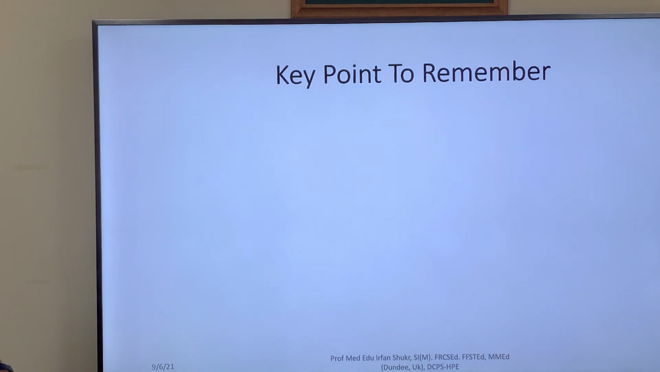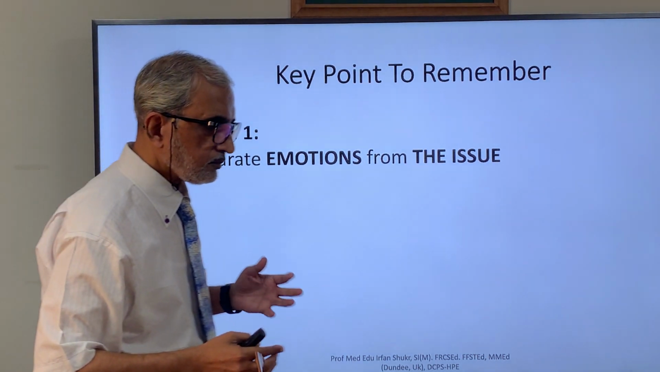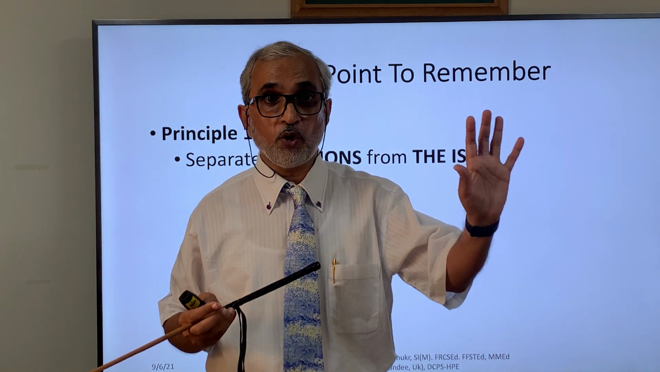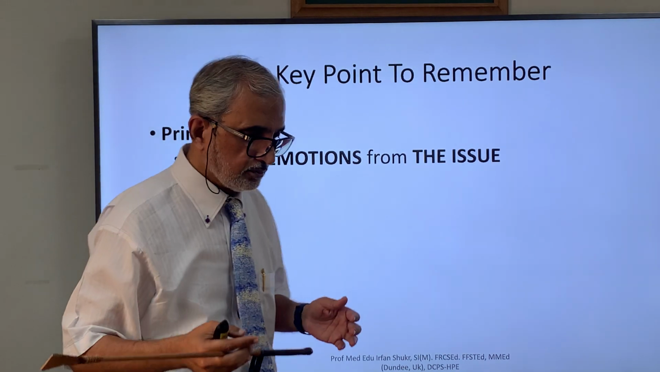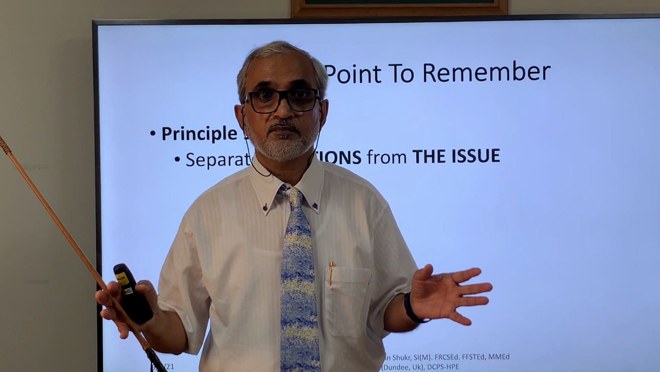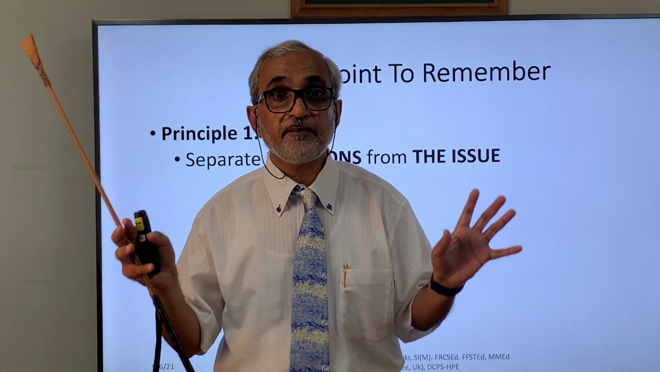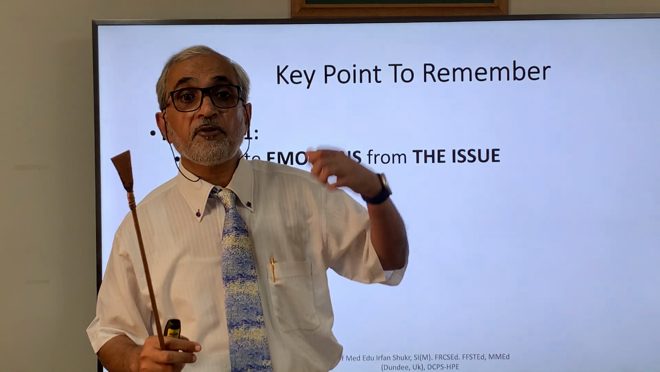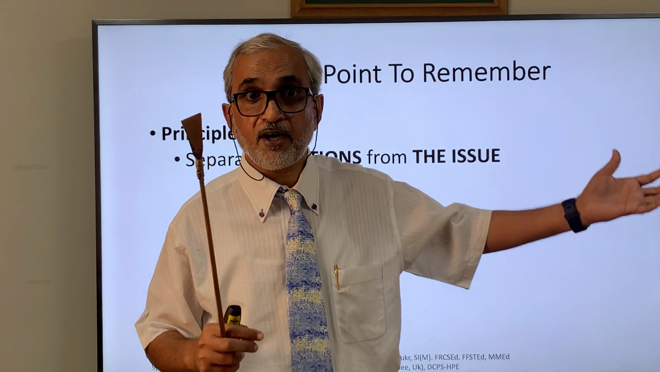So the key points to remember for effective communication: separate emotions from the issue. When anyone is talking to you, there are two elements in this communication. One is the emotions of the person talking to you, and the other is the information or the issue. Please, during communication, separate these two. Emotions may be different from the issue. The issue may result in emotion, but they may be totally different things. There could be the same issue, and one may be feeling angry about it, one may be feeling frustrated, and one may be so frustrated that he may want to self-harm.